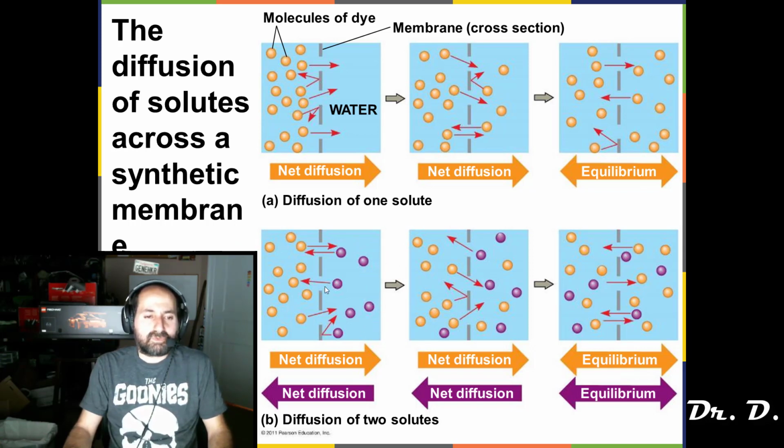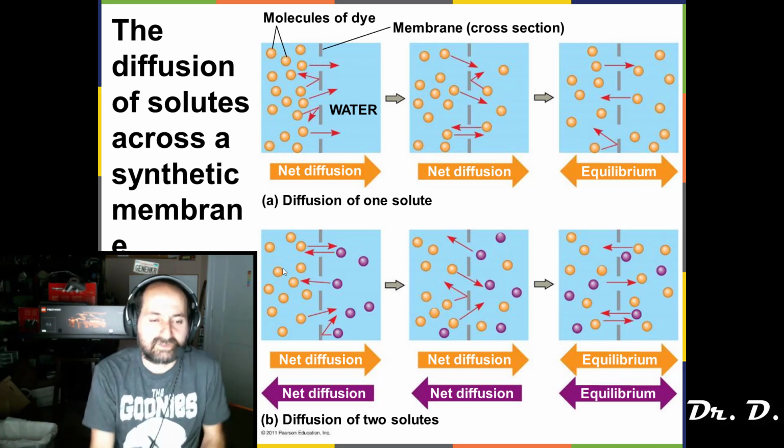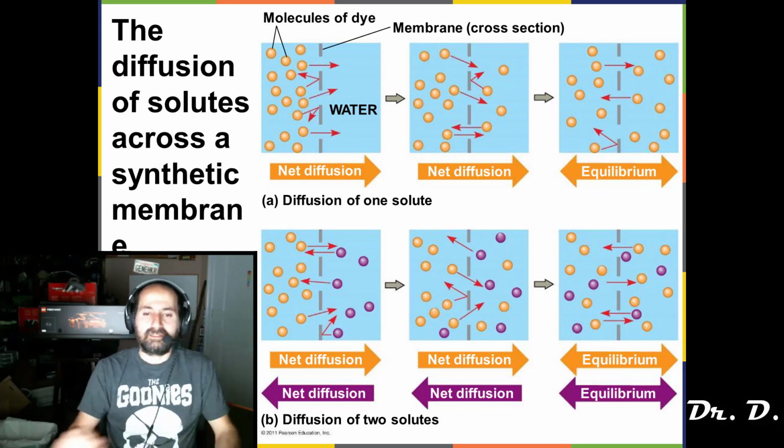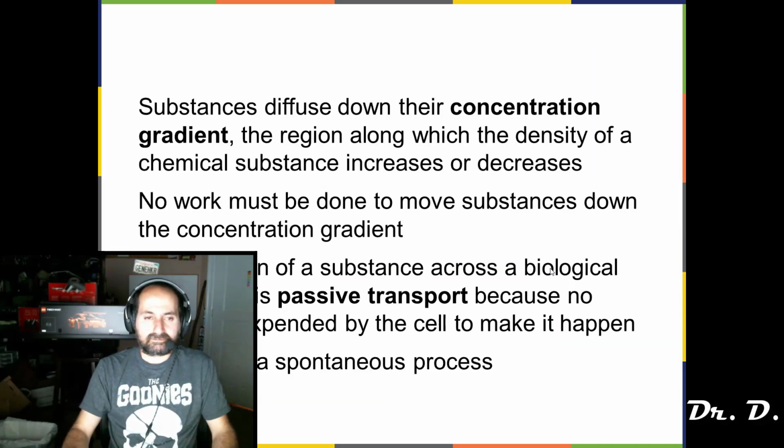So the moral of the story here is that when you have different solutes, different types of molecules, they each diffuse down their own respective concentration gradients. The orange dye will diffuse to the right, and the purple dye will diffuse to the left. They ignore one another as though the other one doesn't exist. Okay, so that's kind of interesting and worth understanding there. And they're both going to eventually reach equilibrium.